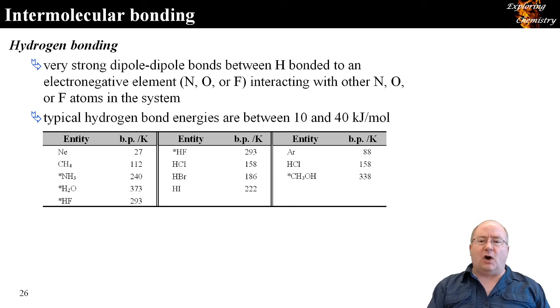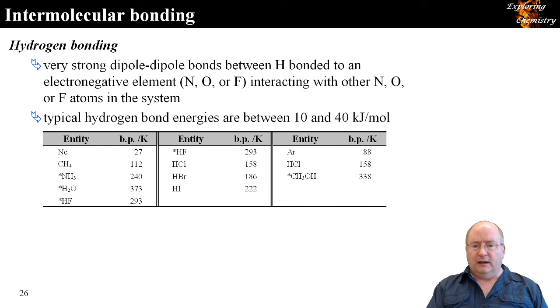One strong form of dipole-dipole interaction is that between hydrogen and an electronegative element, nitrogen, oxygen, or fluorine in general. That forms a hydrogen bond. You need to have the hydrogen bonded to nitrogen, oxygen, or fluorine, and that interacting with other nitrogen, oxygen, or fluorine atoms in the system. It forms a strong dipole-dipole bond with energies between 10 and 40 kilojoules per mole. So in the table, anything with a star forms hydrogen bonds. So neon and methane do not, but NH3 forms hydrogen bonds, so does water and HF.